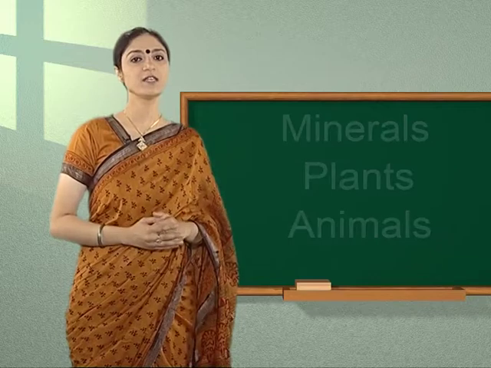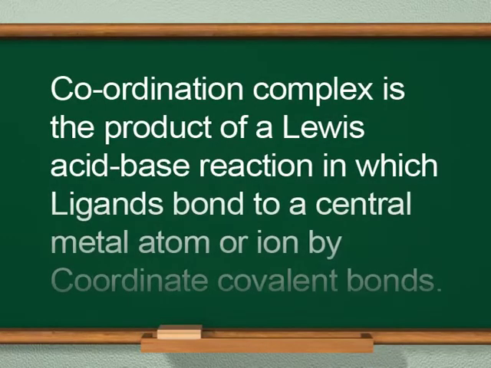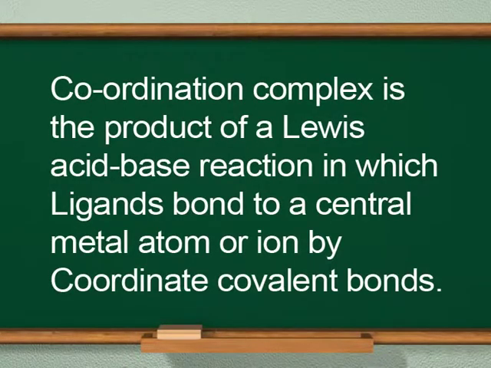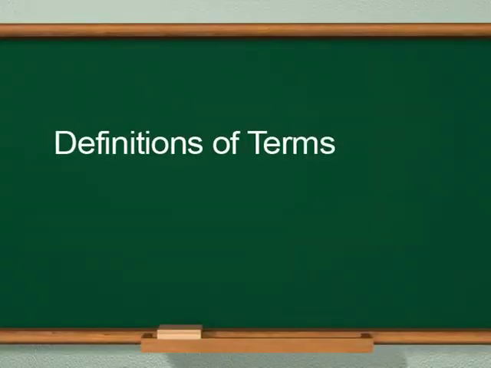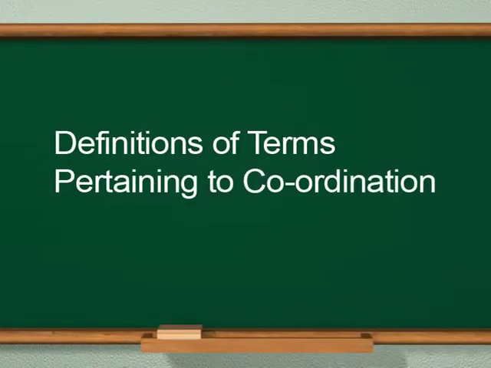What is a coordination compound? Children, chemically speaking, a coordination complex is the product of a Lewis acid-base reaction in which ligands bond to a central metal atom or ion by coordinate covalent bonds. Before going ahead, let us have a look at the definitions of some important terms pertaining to coordination compounds.